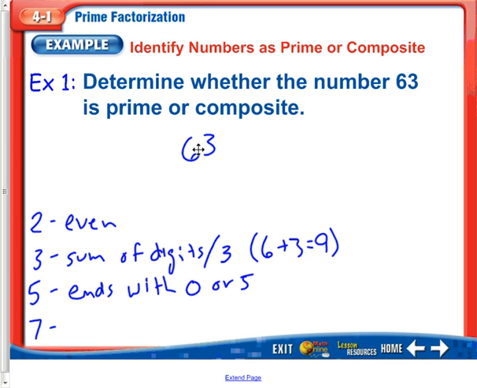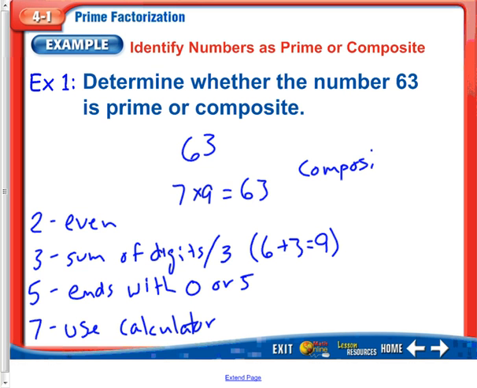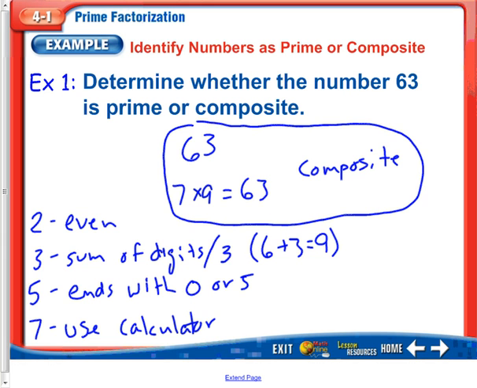So again, you're going to want to write at least one example to determine if a number is prime or not. So we're going to say here 7 times 9 equals 63, and therefore we're going to call it a composite number. So all of this here should be included in your answer when you're doing your homework.